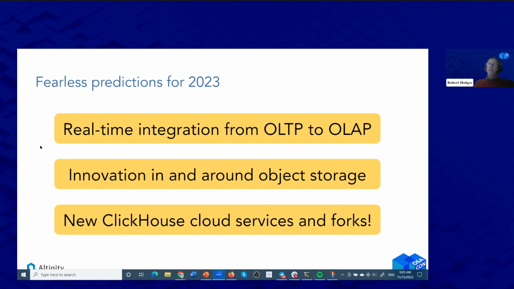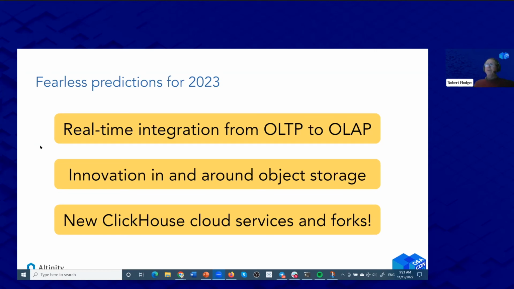I think we're going to continue to see enormous innovation related to object storage. We're not done by a long shot there. Making object storage perform is a very difficult problem. We'll see innovation to combine real-time data and real-time applications with object storage.